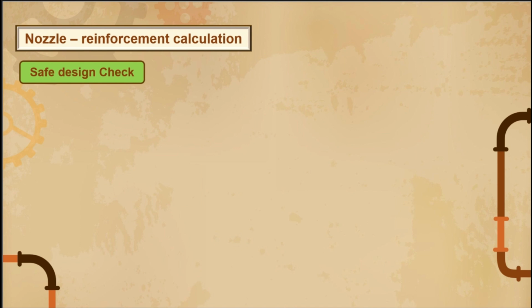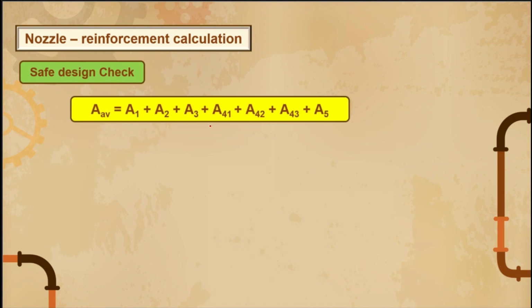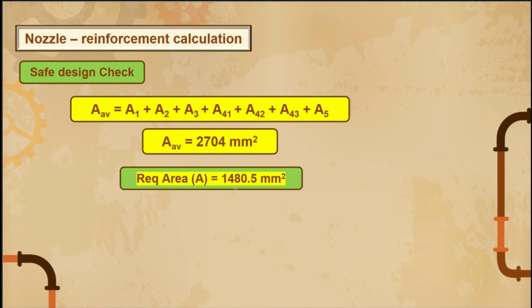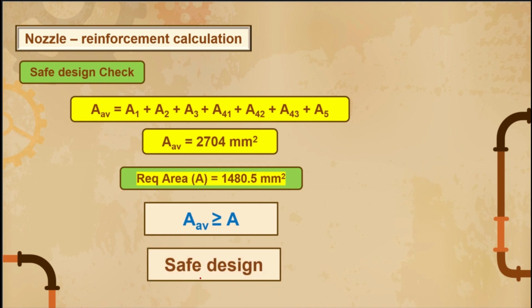Let's try to calculate the total available area. Total available area is equal to A1 plus A2 plus A3 plus A41 plus A42 plus A43 plus A5. If you substitute the values, we'll get total available area as 2704 mm square. Let's compare with the required area. We know that required area A is equal to 1480.5. So our available area is greater than A value. So our design is safe, guys. If our available area is less than the required area, then our design is not safe. This is how we need to calculate the required area for the reinforcement.